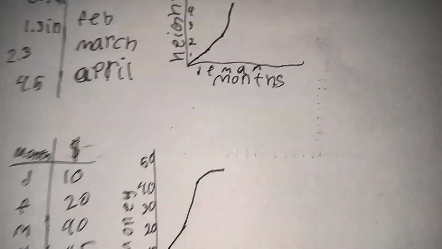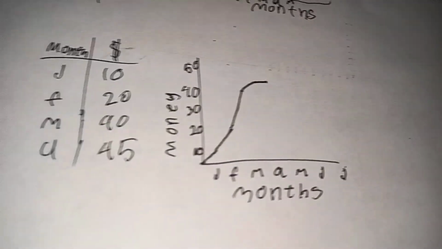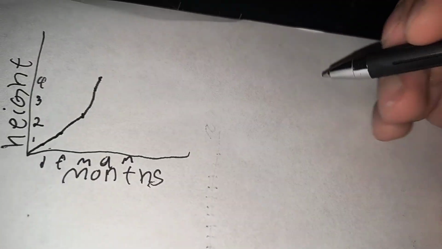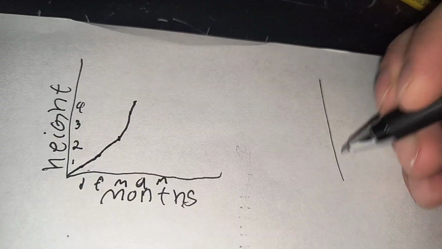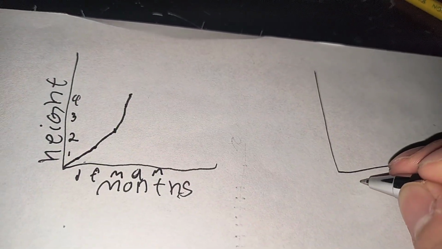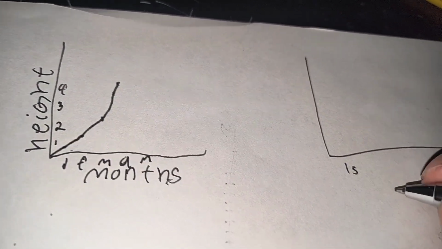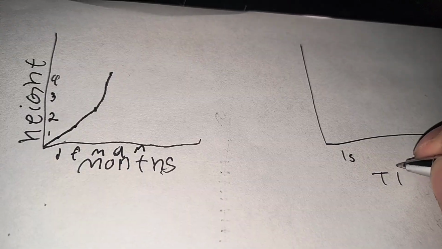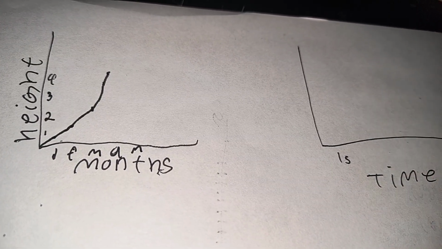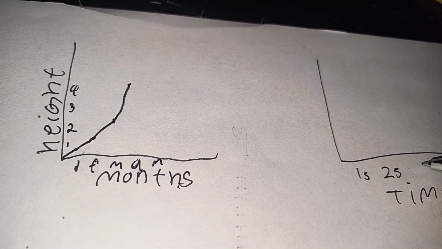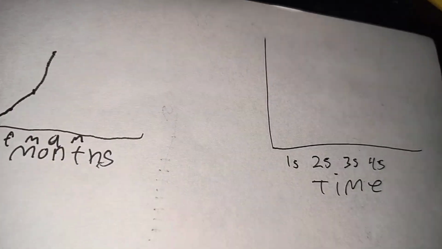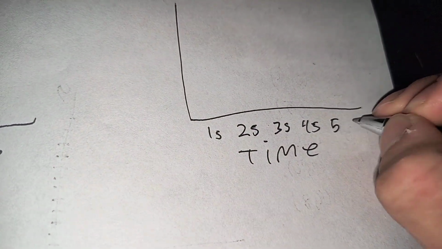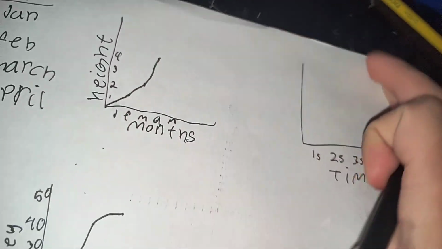And these are just a few applications. You could also do distance over time, which is sort of speed. Like, let's say at 2 seconds, these are in seconds. So this is time. Going this way is time. This is 2 seconds. This is 3 seconds. This is 4 seconds. This is 5 seconds. And this is distance.